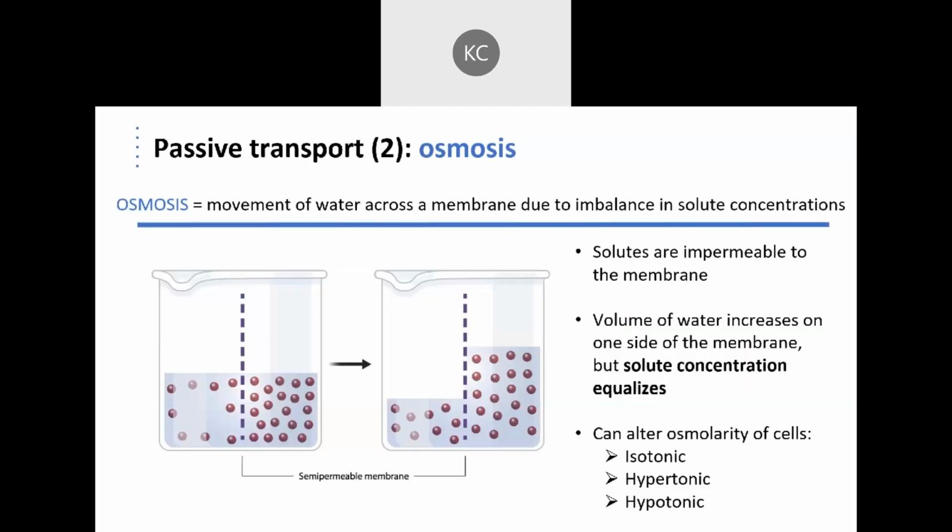All right, the second type of transport is called osmosis, okay? So diffusion, we said, was dealing with the solute.